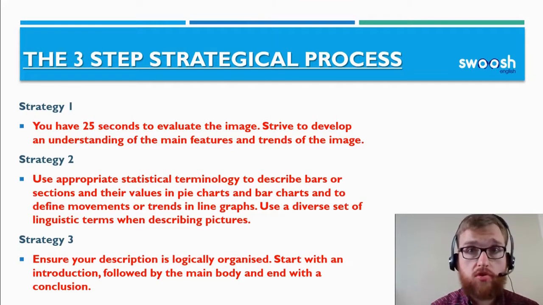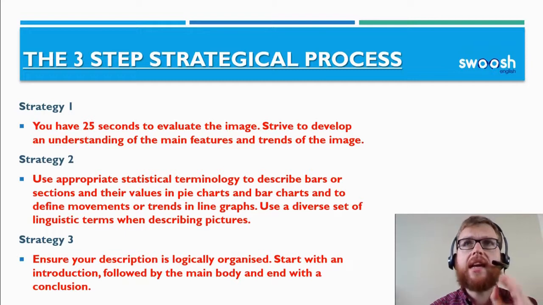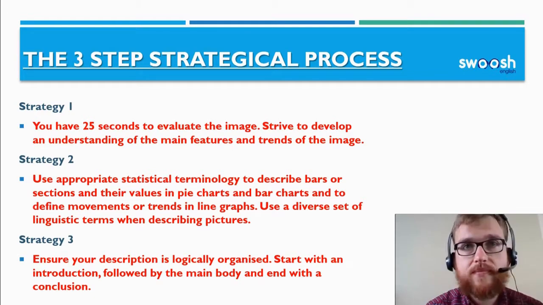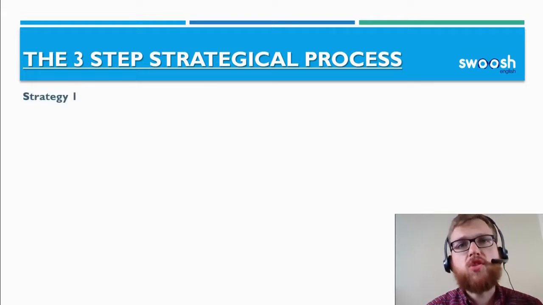And what should you do when you're planning? Try and think about how you can interpret the image to make sense so that you can appropriately describe it. You want to map out all the information you can find. Think about different ways that we can describe it in those 25 seconds. Let's have a look at strategy 1.